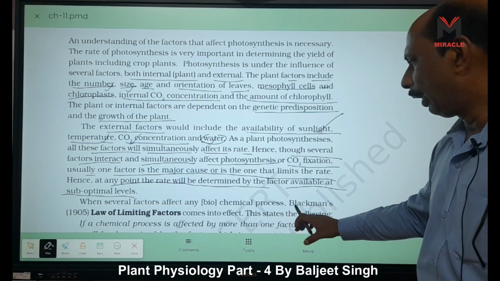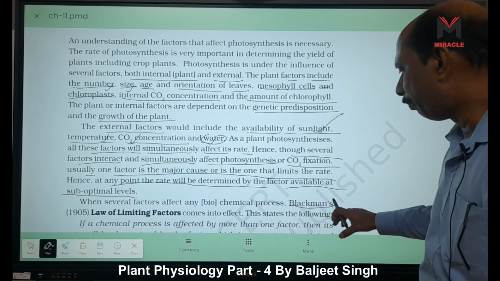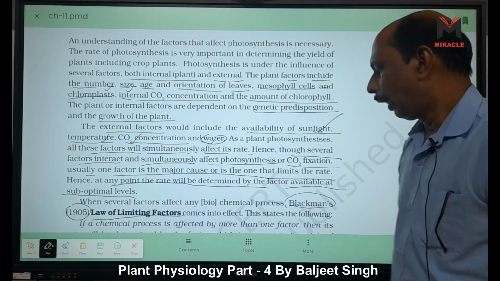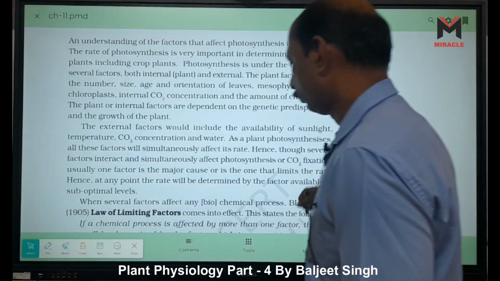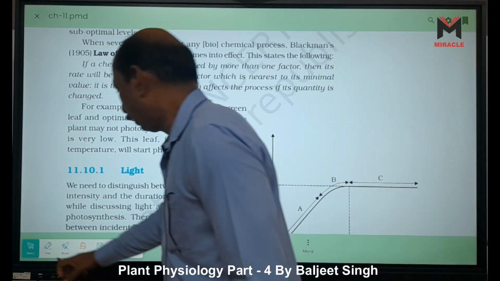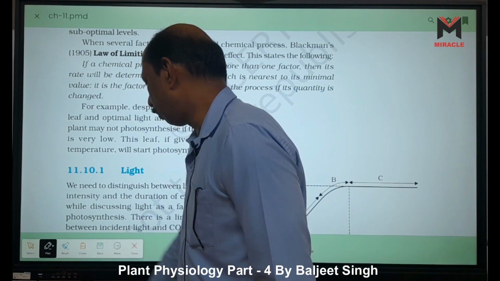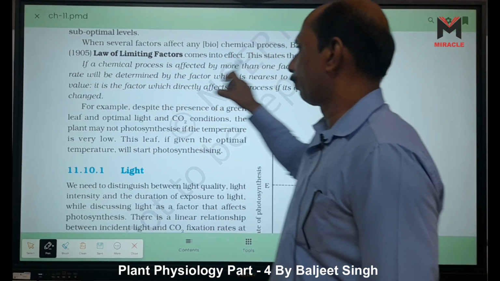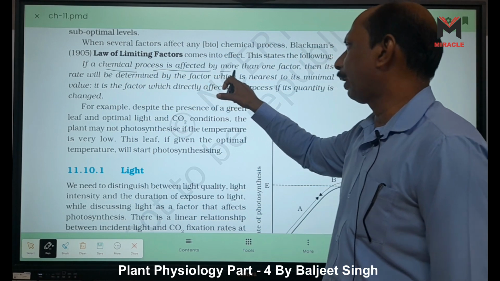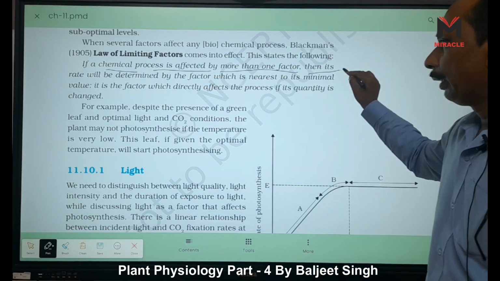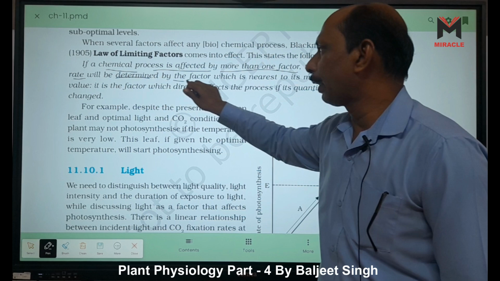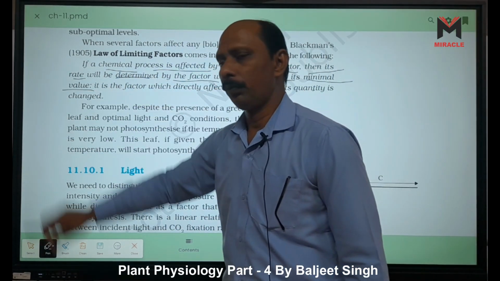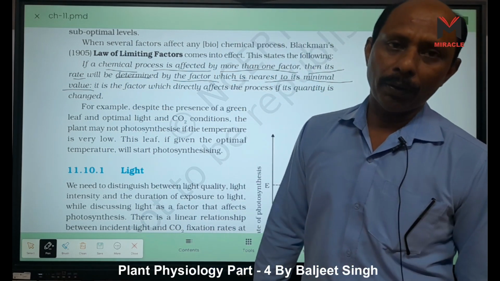And who gave this limiting factor law? The law of limiting factors is Blackman's, who gave it in 1905. According to this, what is this law of limiting factors? It states the following: if a chemical process is affected by more than one factor, then its rate will be determined by the factor which is nearest to its minimal value. That I explained to you.